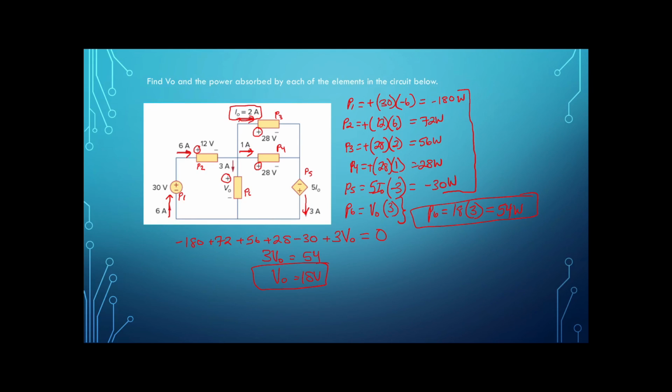So if we want to make sure that this is correct, again, we can rewrite this as the sum of the powers equals 0. So if you do that, negative 180 plus 72 plus 56 plus 28 minus 30 plus 54 adds together to give you 0.